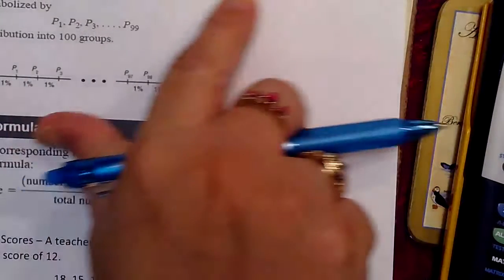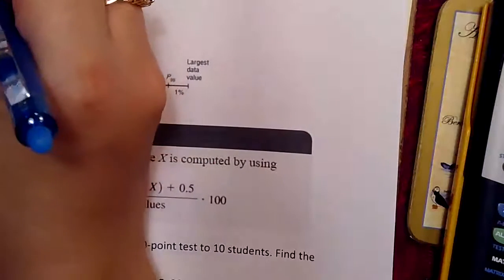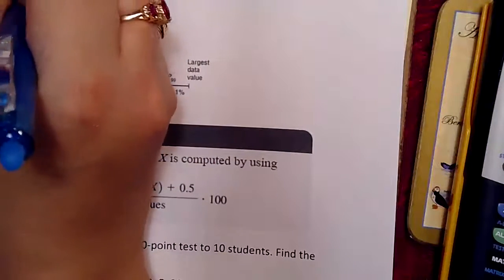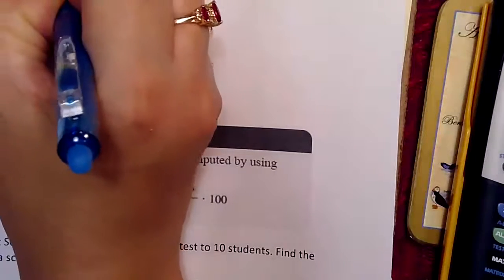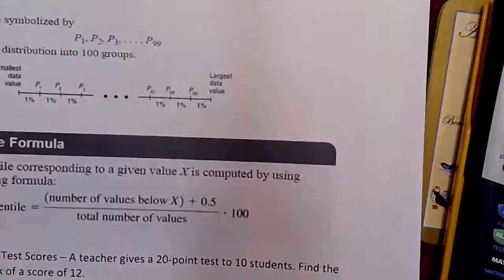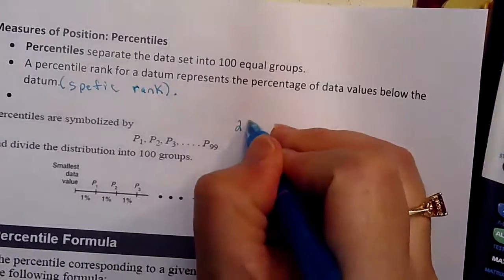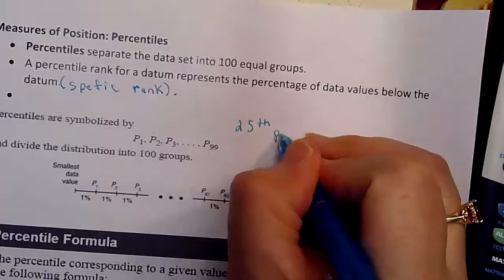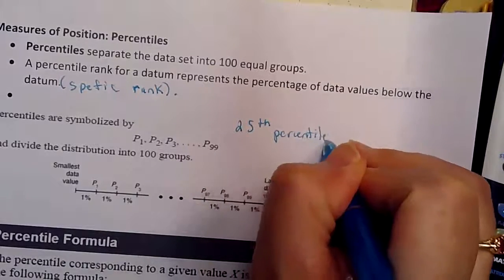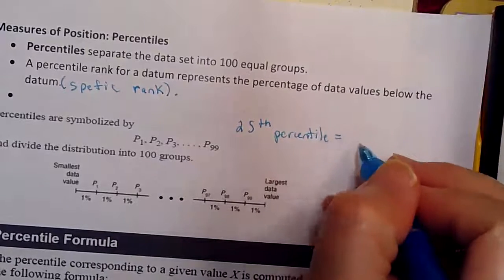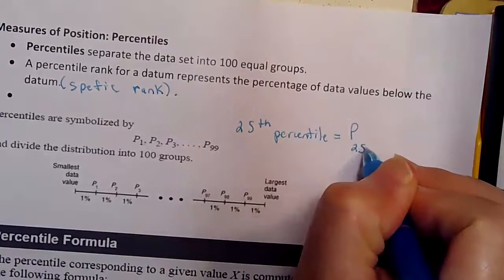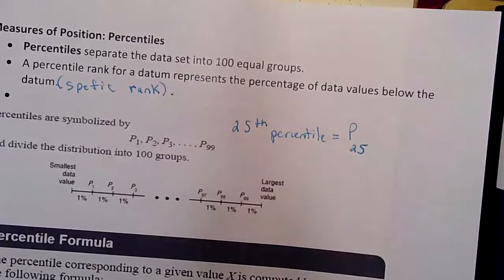Right here where it says below the datum, let's add in here in parentheses, below the specific rank. And then I have an example here that the 25th percentile can be written like this, P subscript 25. Okay, and then I have, let's see, some steps.